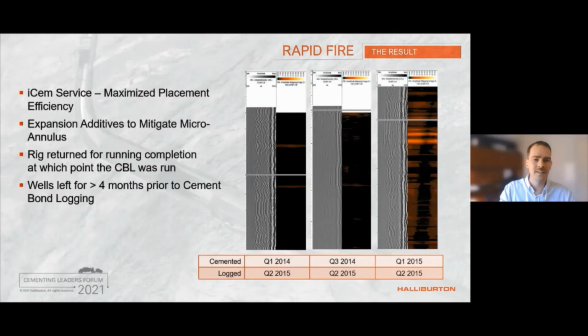The result from the use of ISEM service and Displace 3D was very good placement of cement, which was assessed by CBL, which you can see some very good examples on the right-hand side. Cement was successfully circulated after the set of each liner. You can see on the right that the result of the CBL improved over time, as the first one was CBL logged over a year after the cement was executed and put in place. And the one on the right there was CBL logged 3-4 months after. So you can see some improvement.